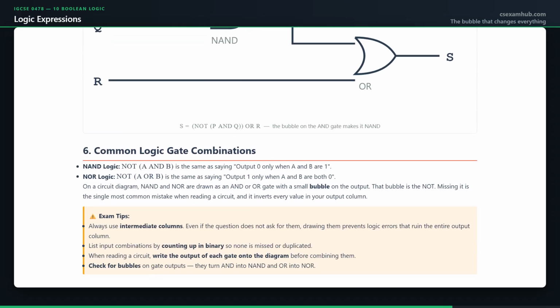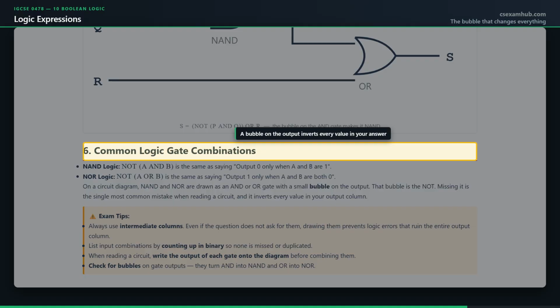One detail on circuit diagrams that costs more marks than anything else in this topic. NAND and NOR are not drawn as separate shapes. A NAND gate is drawn as an AND gate with a small circle, a bubble, on its output. A NOR gate is an OR gate with the same bubble. That bubble is the NOT.